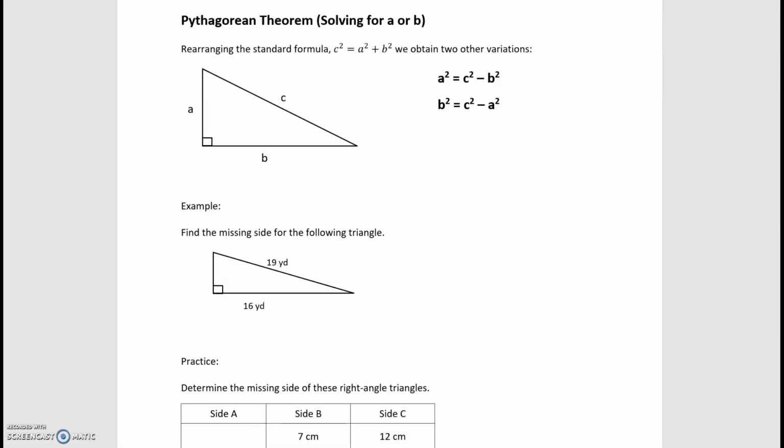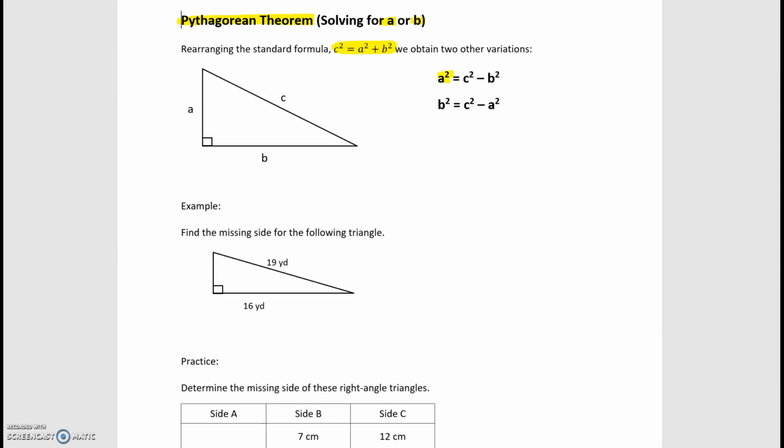In this video, we're going to take a look at how Pythagorean theorem allows us to solve for sides other than side C. In other words, solving for side A or B. Now remember that formula, which was C squared equals A squared plus B squared. That's the Pythagorean theorem. But if we rearrange this formula using our algebra skills, we can get two other variations.